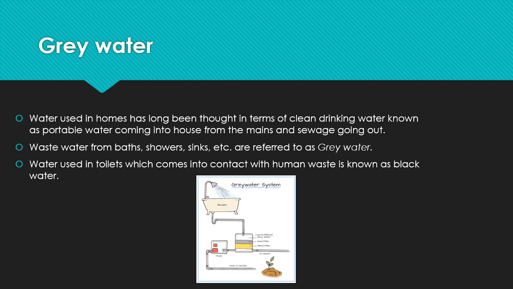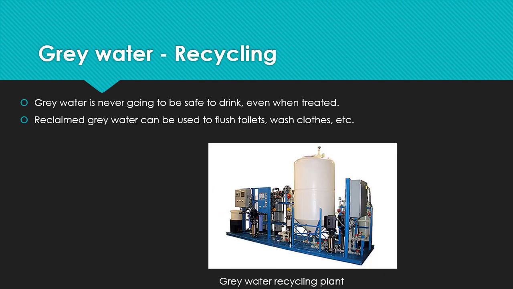Grey water. Water used in homes has long been thought of in terms of clean drinking water, known as potable water, coming into the house from the mains and sewage going out. Wastewater from bath, shower, and sink is referred to as grey water, whereas the water used in toilets, which comes into contact with human waste, is known as black water. Grey water recycling. Grey water is never going to be safe to drink even when it is treated. Reclaimed grey water can be used to flush toilets, wash clothes, etc.